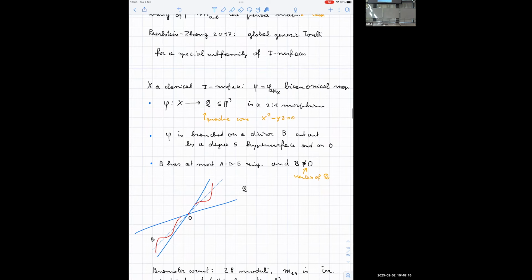The canonical map is not very useful because it's bad, but you can look at the bicanonical map. And the bicanonical map is 2 to 1 onto the quadric cone in P3.